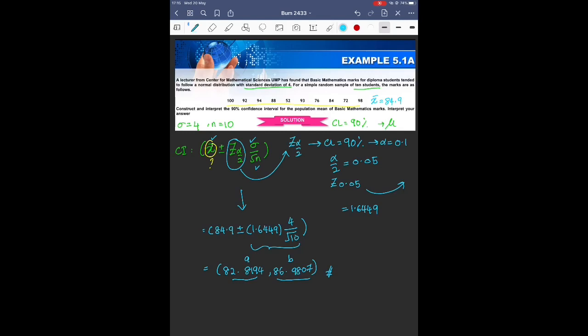Interpret your answer. How do we interpret? We are 90% confident that the population mean of marks lies between your lower boundary and upper boundary, 82.8194 and 86.9807. So your mu is in between these two values.